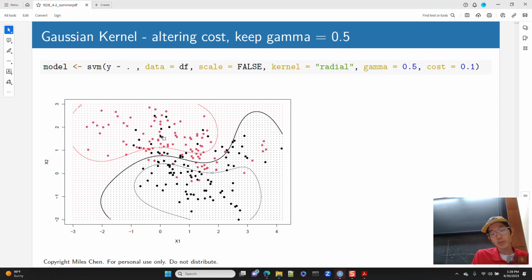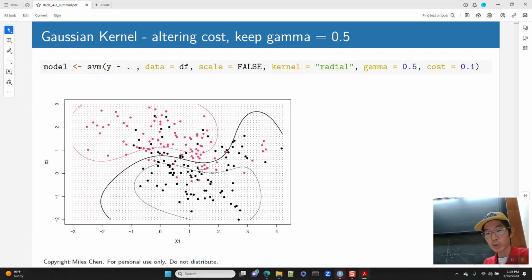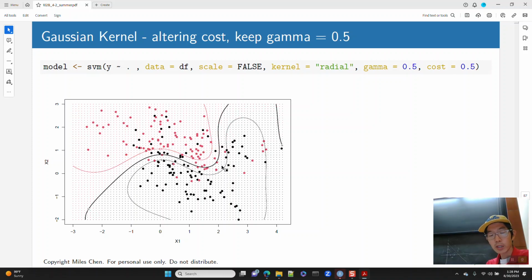I have these dots over here, and these black dots and these red dots are on the wrong side of the boundary. Right now our algorithm is just like, oh, I don't mind misclassifications. Cost 0.1 says a misclassification doesn't hurt me that much. As I increase the cost, it's going to try to affect the boundary a little bit more. With the lowest cost, it's saying, yeah, that's okay about all of these red points right here. With a higher cost, it's trying to avoid misclassifying these points.